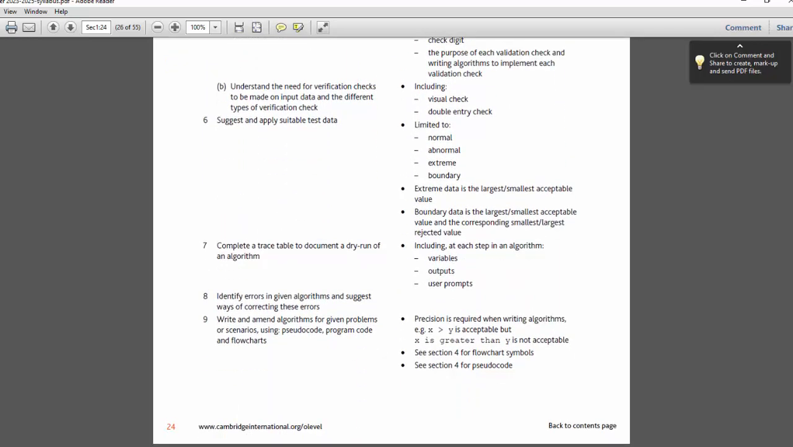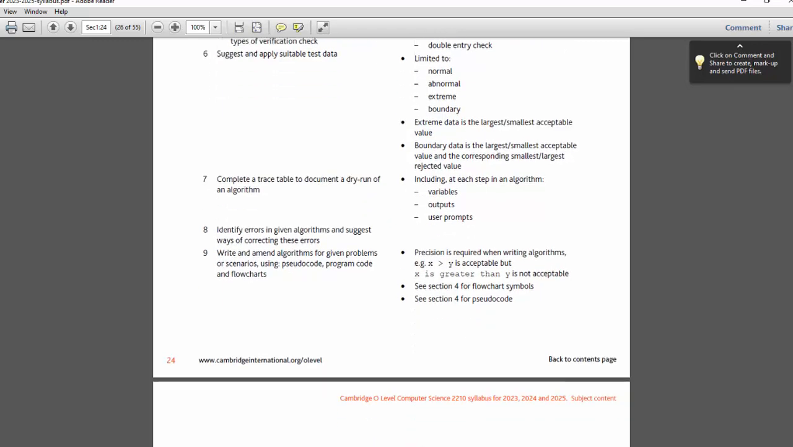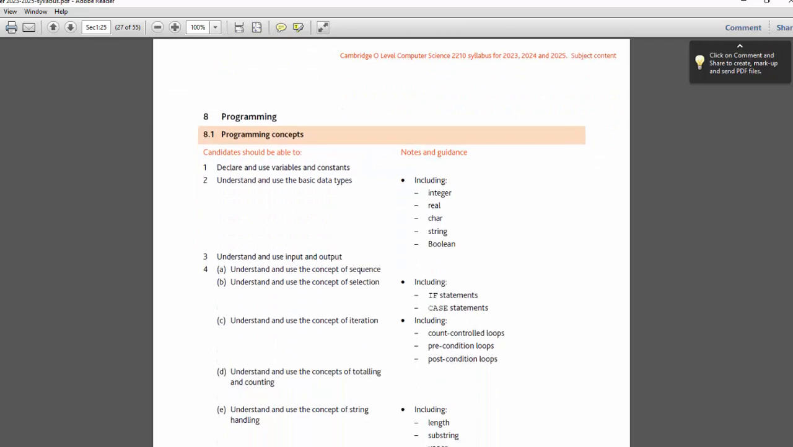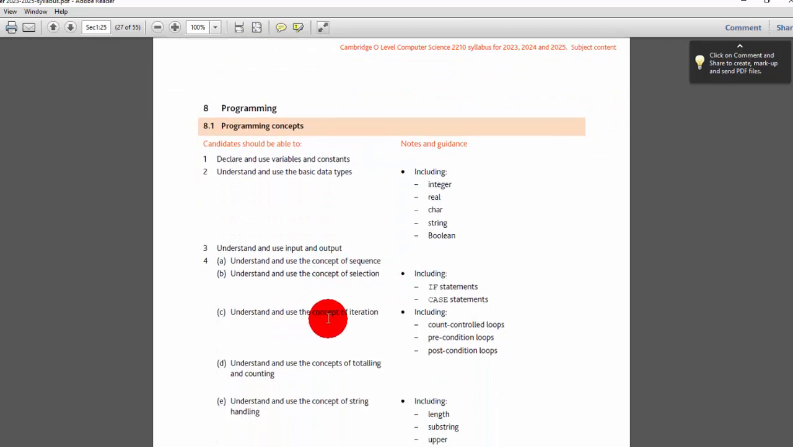Okay, and in this part, what they are saying: the if statement. Okay, this is new. For part C, understand the use of iteration, the concept of iteration, count-controlled loops, precondition and postcondition loops, and how we can utilize it.